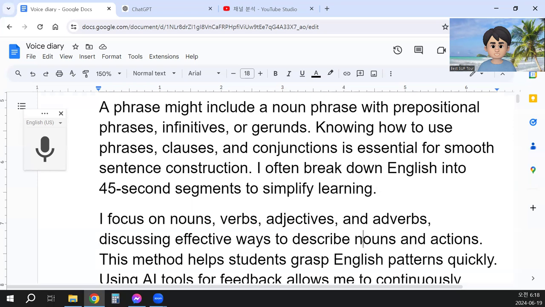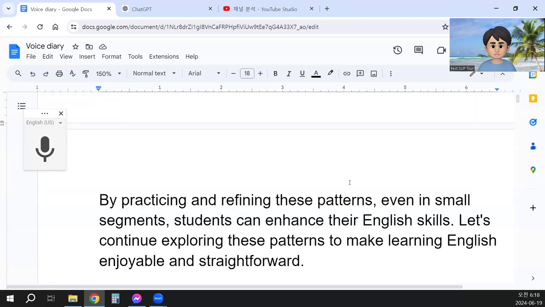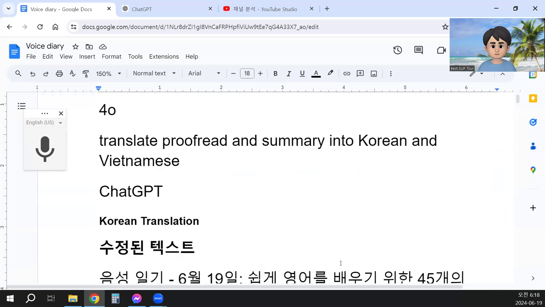This method helps the student to grasp English patterns quickly, and using AI tools for feedback allows me to continuously improve my teaching method. By practicing and defining these patterns in small segments, students can enhance their English skills. Let's continue exploring these patterns to make learning English enjoyable and straightforward.